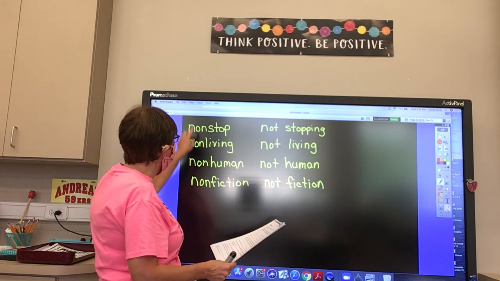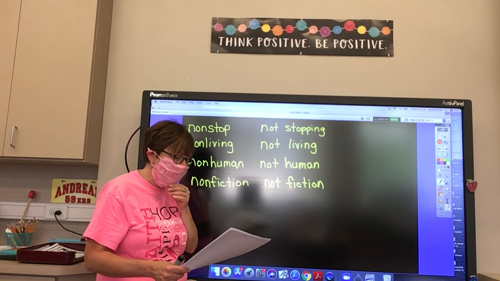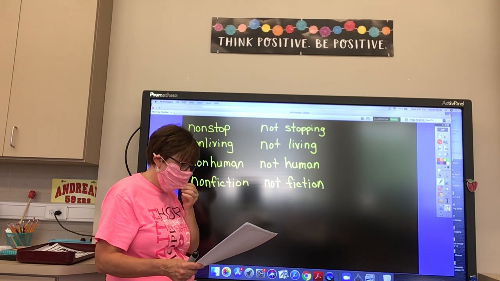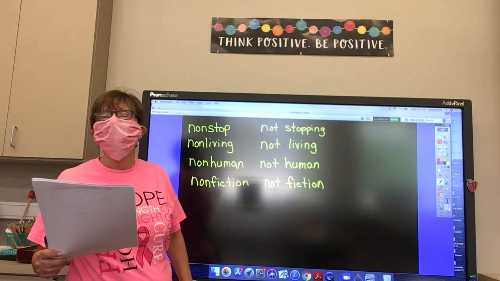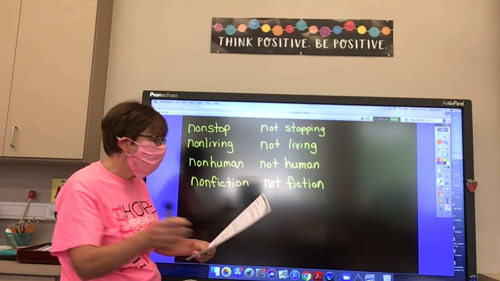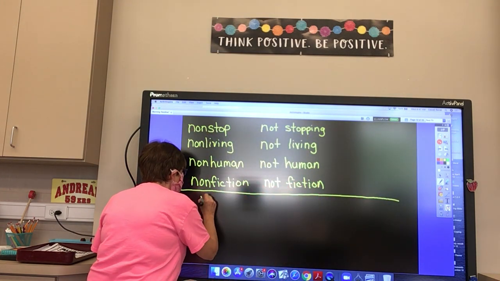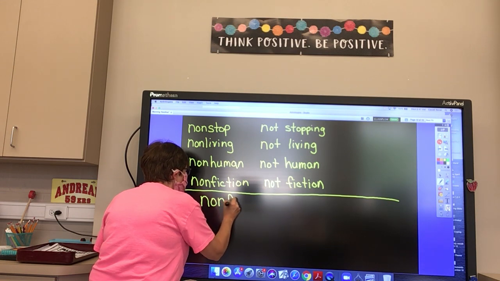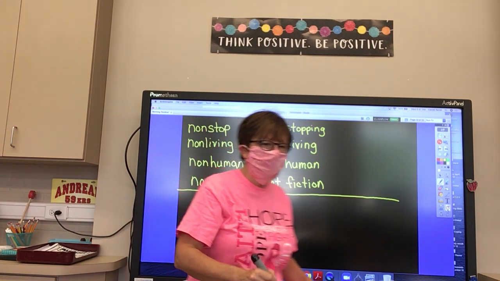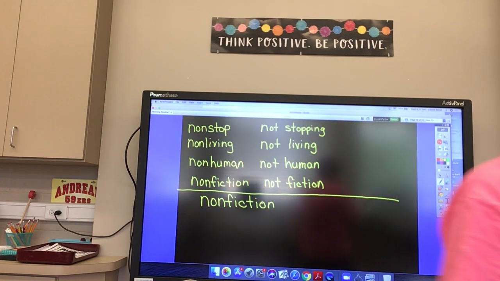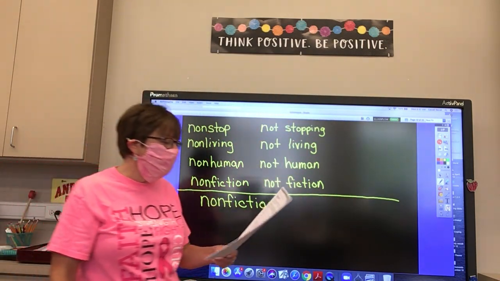Okay, so we have to use one of these words. It has to be non-stop, non-living, non-human, or non-fiction. So what do you think our word is there? Our paragraph had to be non-fiction. So yes, non-fiction. In our paragraph, our first word is non-fiction because it has to be something that is true. Non-fiction is true. So write the word non-fiction there.